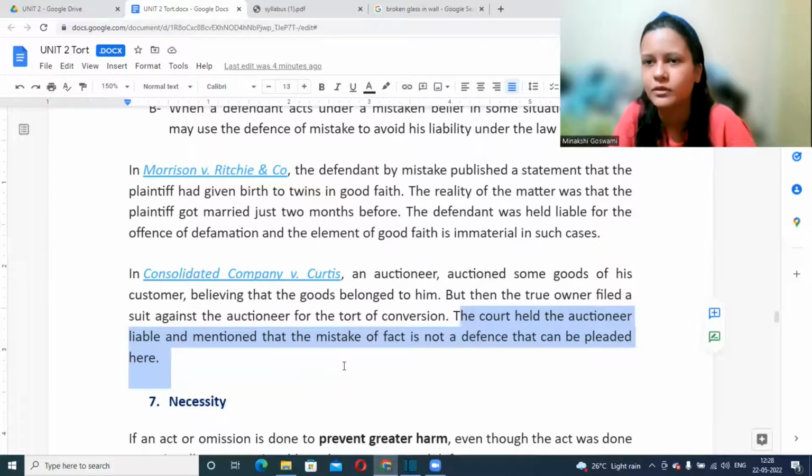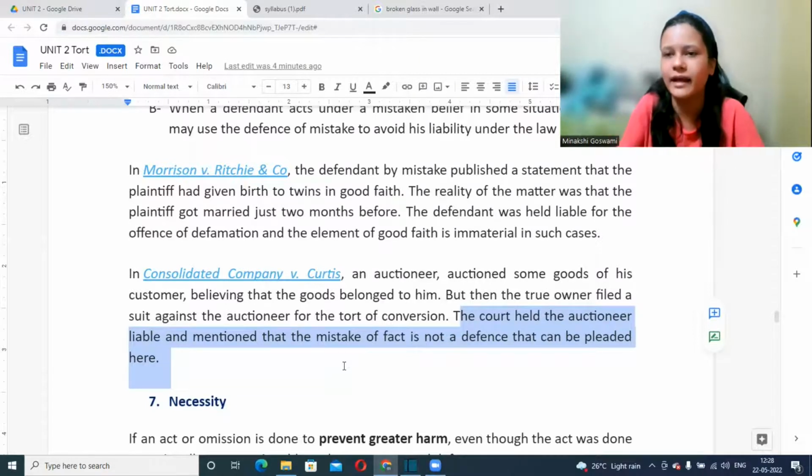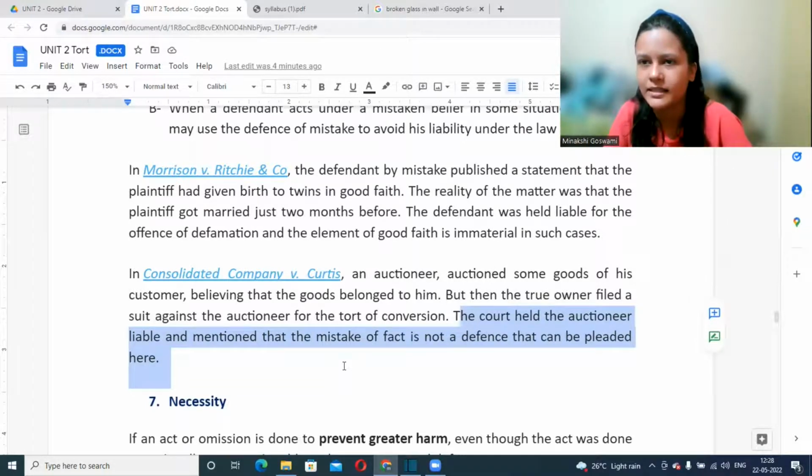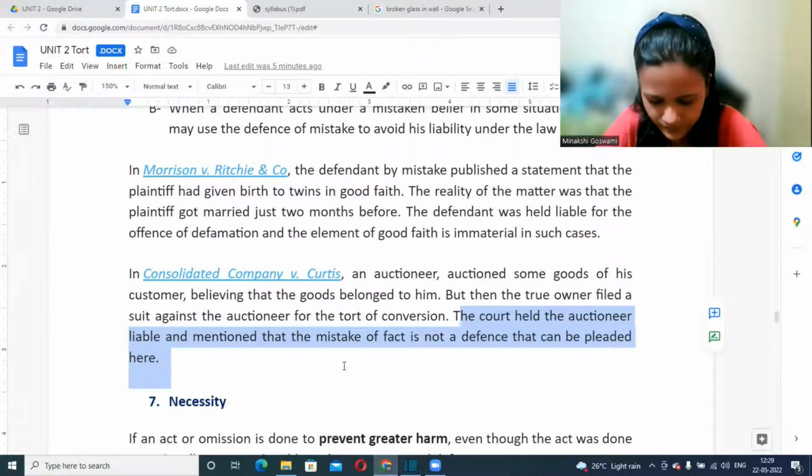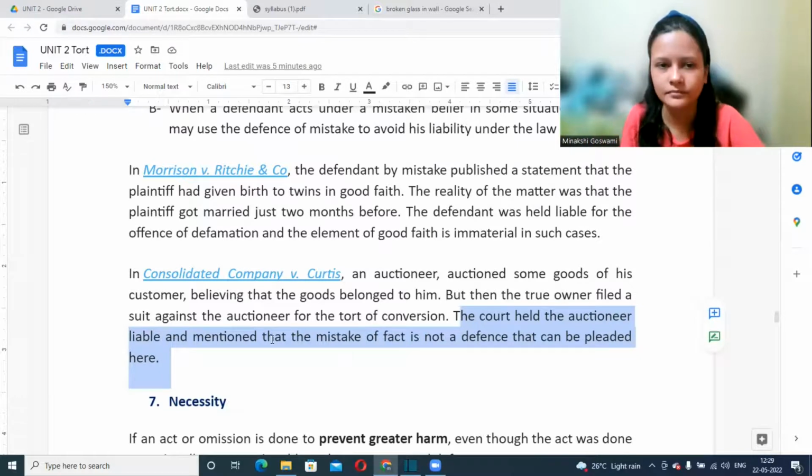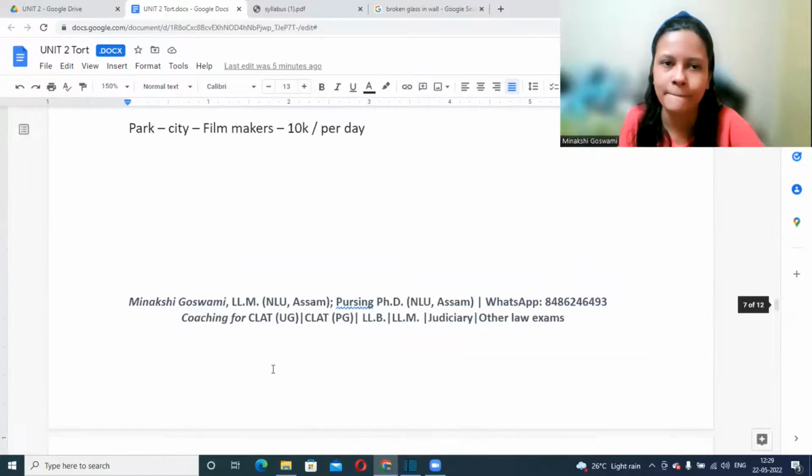You simply believe, they simply do it. You can't escape the liability like that, because you would simply come with the excuse that it was a mistake of fact, and you might end up selling everyone else's property. That is not right. So in such cases, mistake of fact is not a valid defense. It was not accepted by the court. Is it clear? Yes, ma'am.